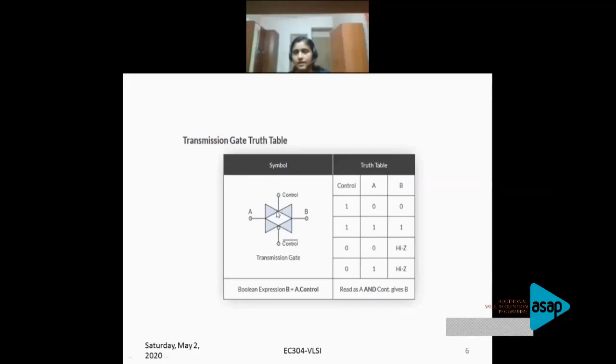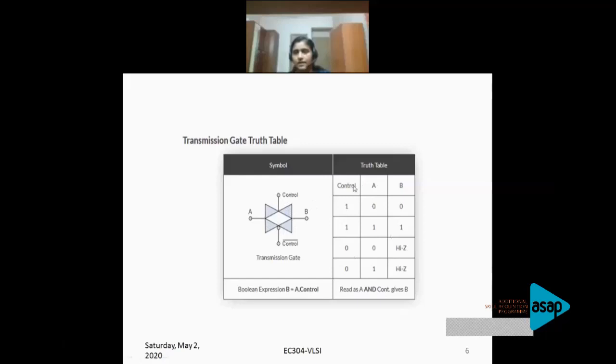In the circuit, my input is A, my output is B, and the gate signal I've named control. For the NMOS it is control, and for the PMOS it is control bar. As we analyzed earlier, when control is 1, your NMOS is on. If control is 1, control bar is 0, so your PMOS is also on. Your input is transmitted to the output only when the control bit is 1. Depending upon that, you have a truth table.